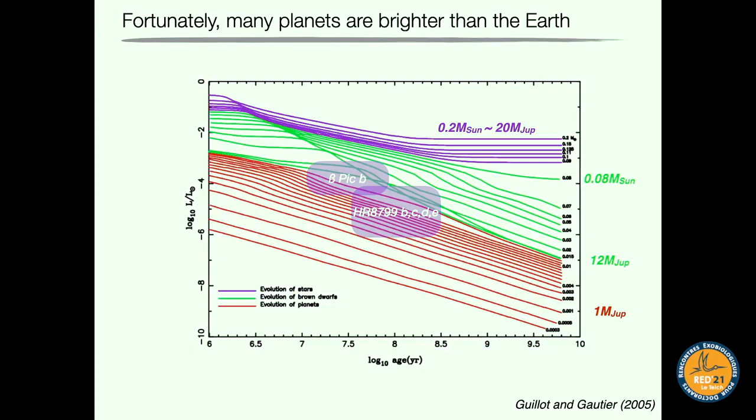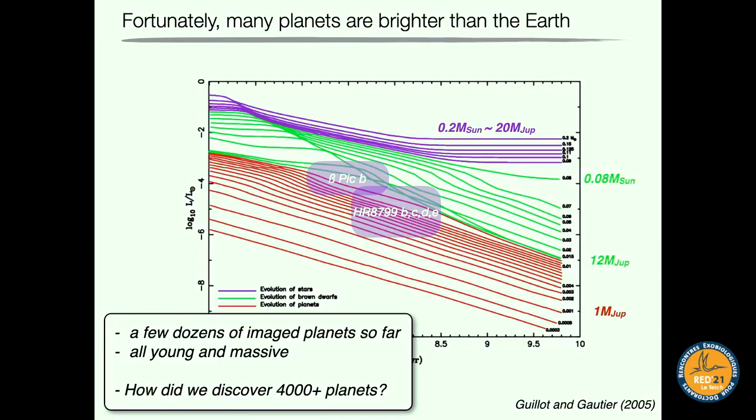And so we know that the planets that we observe through this method are mostly, as I said, planets that are much more massive than Jupiter, but they also have to be very young. The problem is that there are not that many young planets around us. And so that's why with this method, to date, we only image dozens of planets. And so they're all young and massive.